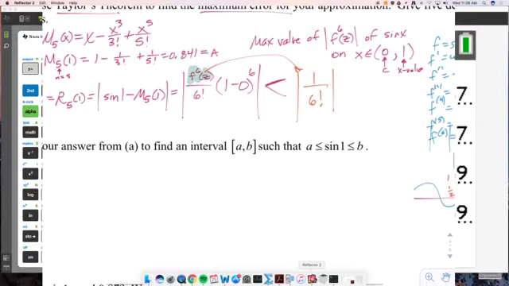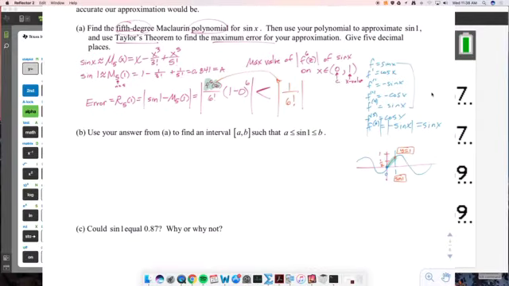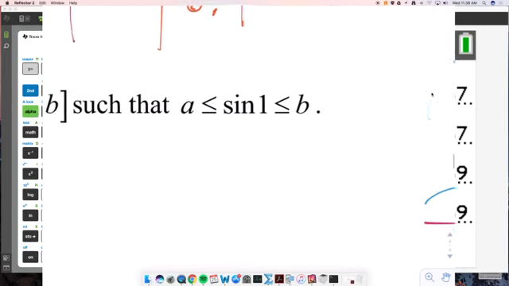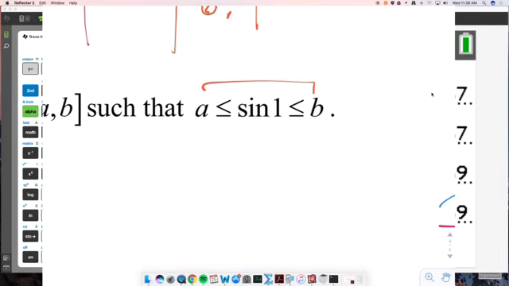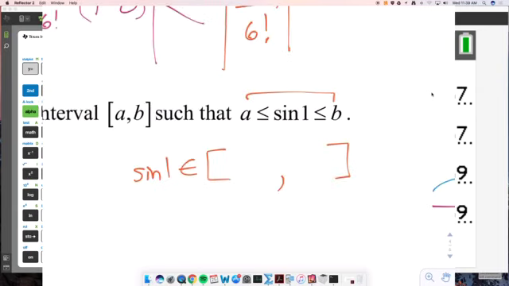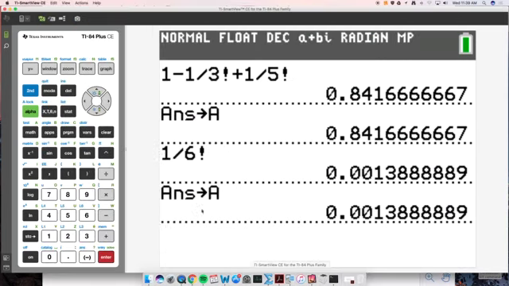All right. So now it says part B. Use your answer from A to find an interval that bounds sine of 1. So here we go. You can either write it in this notation, or you could say sine of 1 falls between, and I always like to just use brackets there. Let's go ahead and write it.